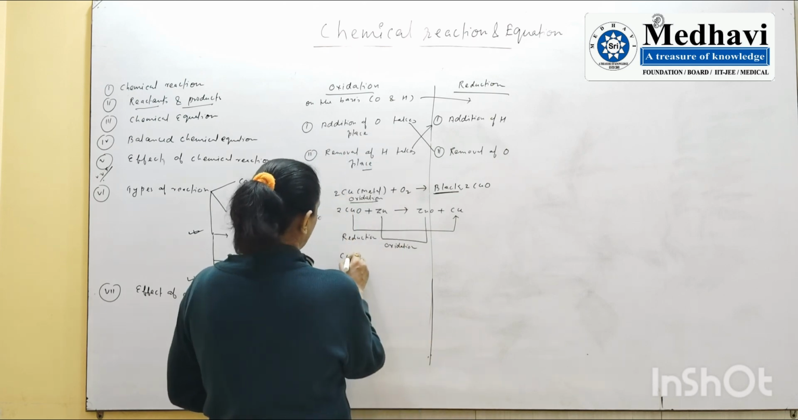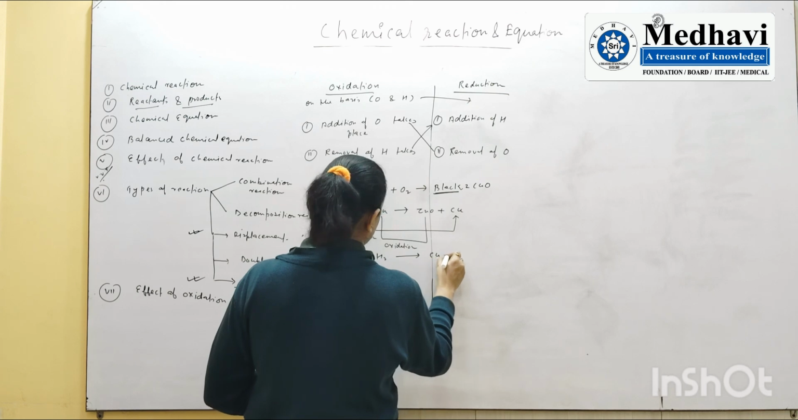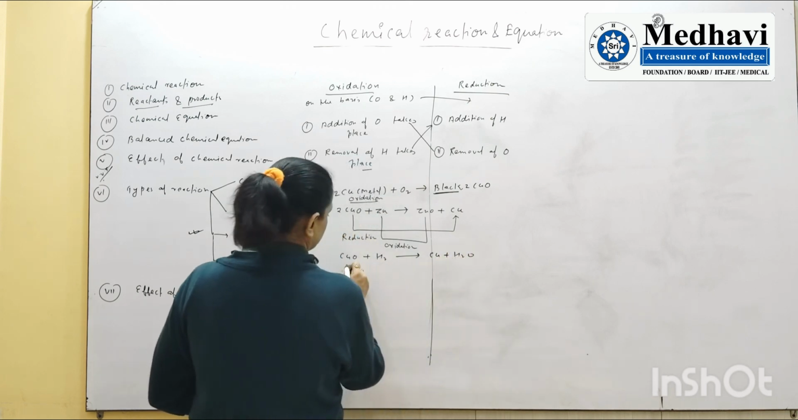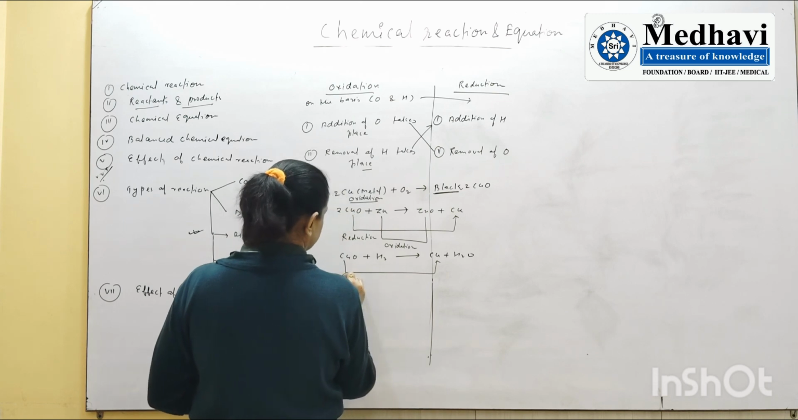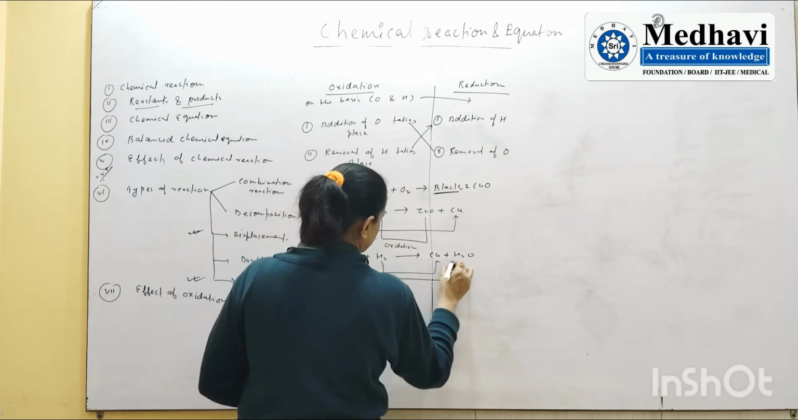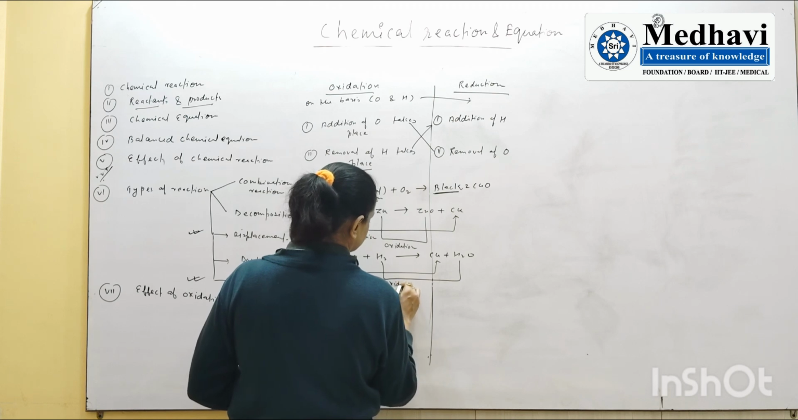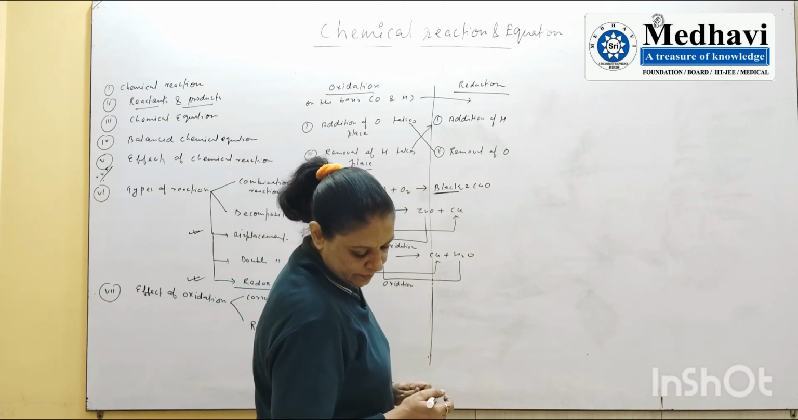Here, copper oxide plus hydrogen gives copper plus H2O. In this case, loss of oxygen is reduction. Addition of oxygen is oxidation. One more example you can take.